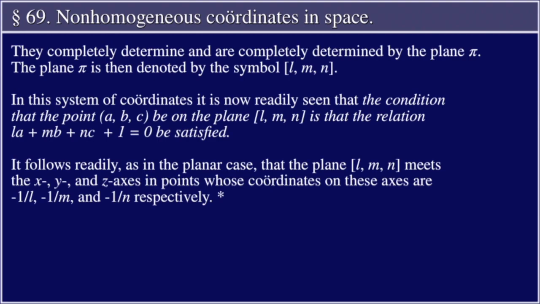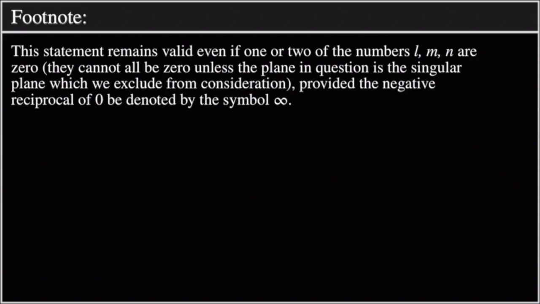It follows readily, as in the planar case, that the plane LMN meets the x, y, and z axes in points whose coordinates on these axes are -1/L, -1/M, and -1/N, respectively. Footnote: this statement remains valid even if one or two of the numbers LMN are 0. They cannot all be 0 unless the plane in question is the singular plane, which we exclude from consideration, providing the negative reciprocal of 0 be denoted by the symbol infinity.